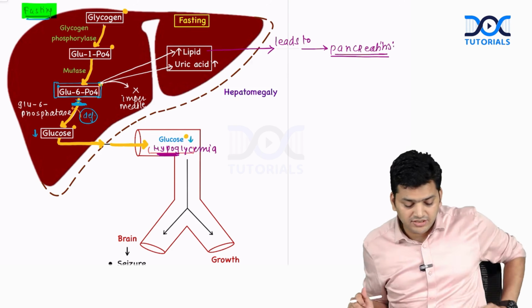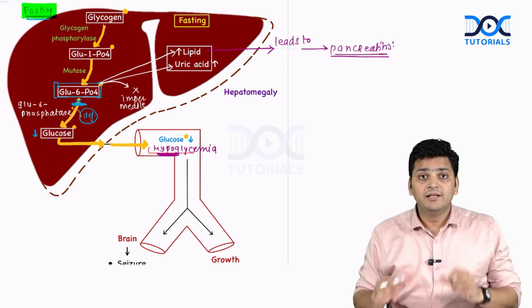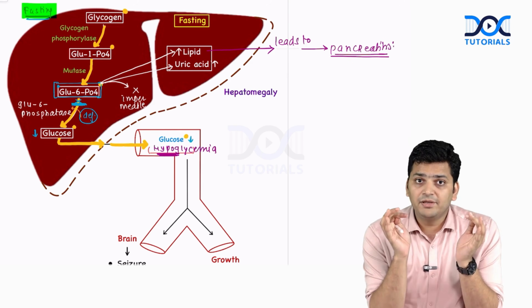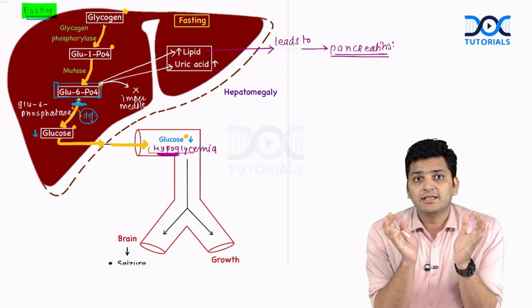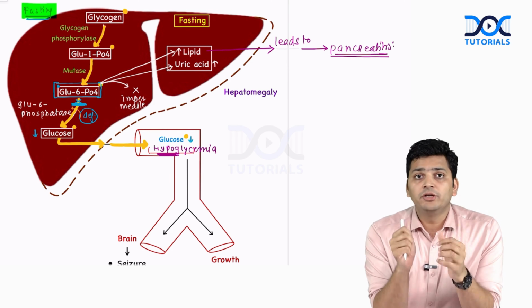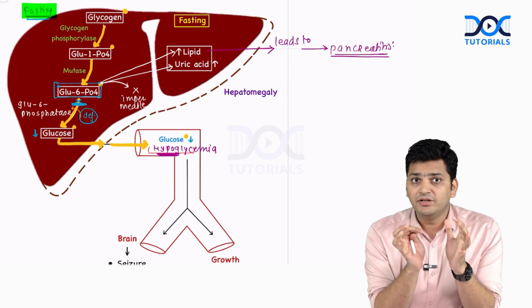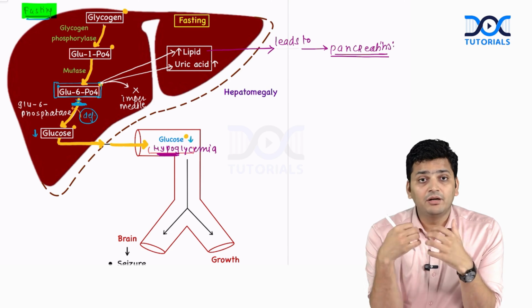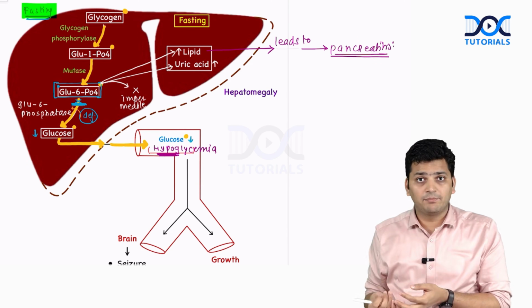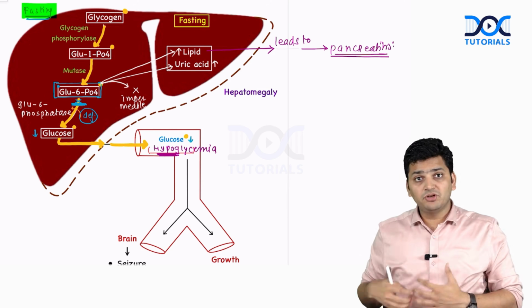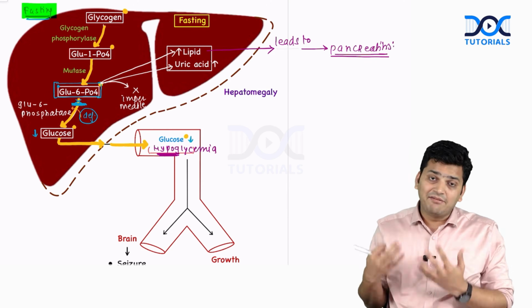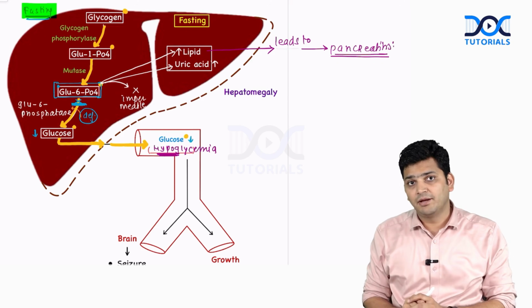So how are the von Gierke patients going to present to us? Von Gierke is going to be a pediatric patient. The question will say that whenever the child goes into a fasting state, meaning in between the meals, the child becomes irritable. The child goes into hypoglycemia. On examination, he has hepatomegaly, hyperlipidemia, and hyperuricemia.